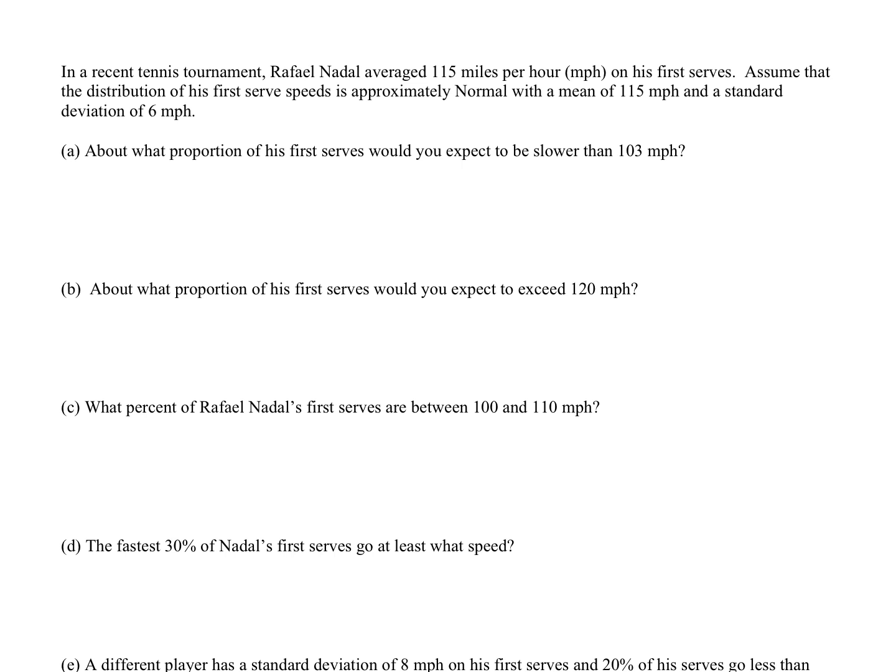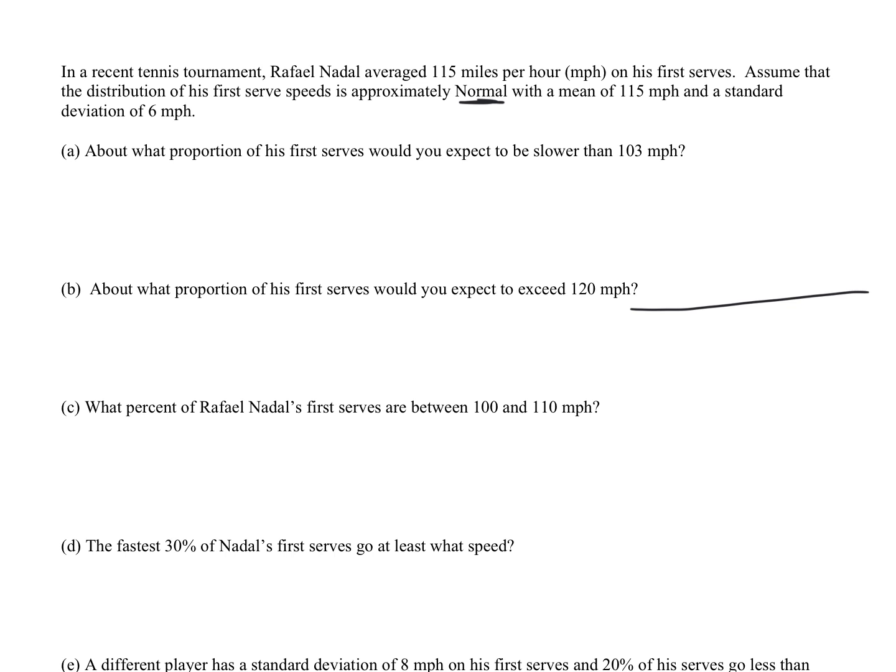In a recent tennis tournament, Rafael Nadal averaged 115 miles per hour on his first serves. Assume that the distribution of his first serve speeds is approximately normal with a mean of 115 and a standard deviation of 6. Very first thing that should be happening, if you see that this is a normal distribution, is you should be making a figure. So let's start with that.